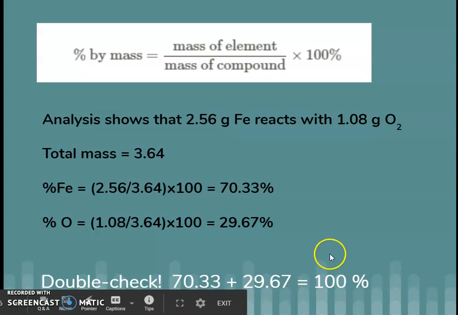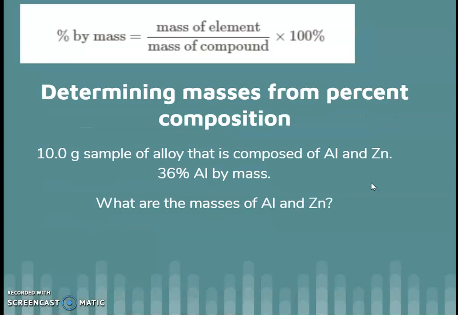Okay, makes sense? All right, so that's how you get the percent composition if you're given the grams of each. But we can also work the other way. We could determine the masses if we're given the percent composition. Here's an example of that.